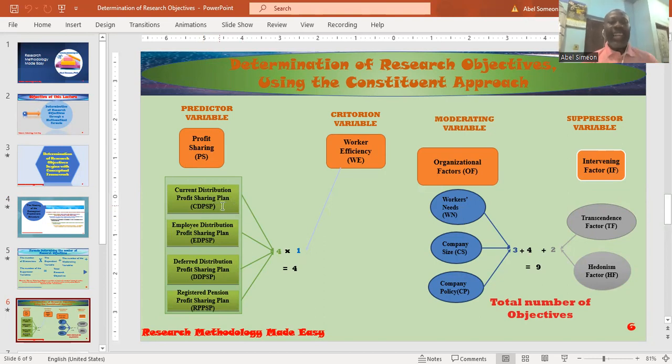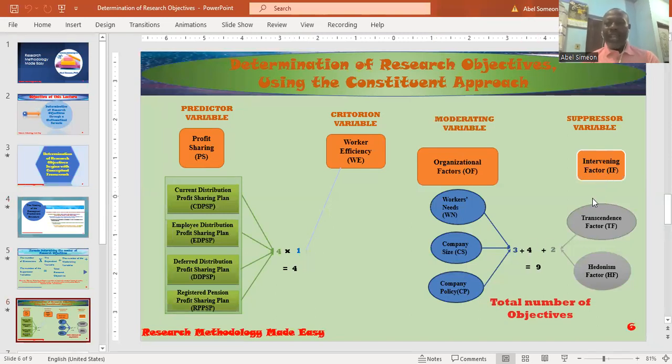So how many are they? There are 4. 4 multiplied by the dependent variable, which is 1, gives you 4. 4 times 1 is 4. So each time you want to know the total number of research variables, take the dimensions of the independent variable, multiply it by the dependent variable, which is 1, then add it up. In this case, I have 3 moderating variables: workers' need, company size, and company policy. Add them to the 4, you get 7.